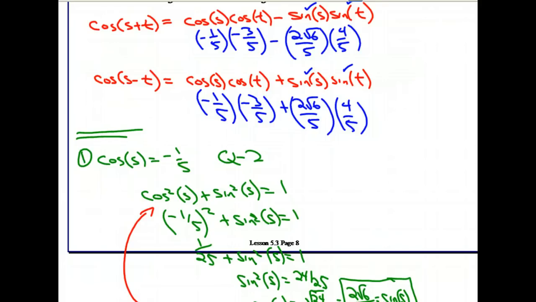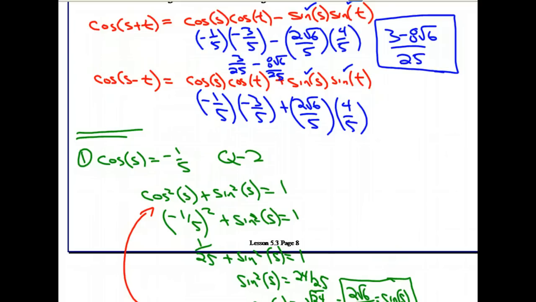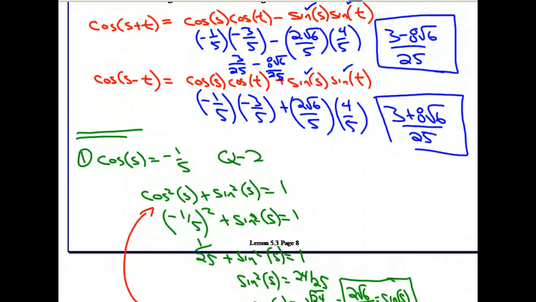Up here I got negative 1 times negative 3 is 3 over 25 minus, on the top I've got 8 root 6 over 25. So my final answer is 3 minus 8 root 6 all over 25. There's not a whole lot more you can do with that answer. And then you can look down at the second one and realize it's the same thing, except instead of a minus, you've got a plus. We've got 3 plus 8 root 6 all over 25.